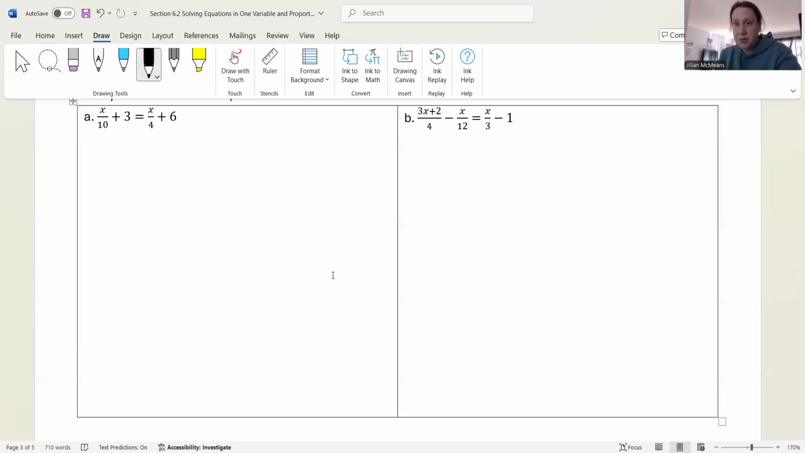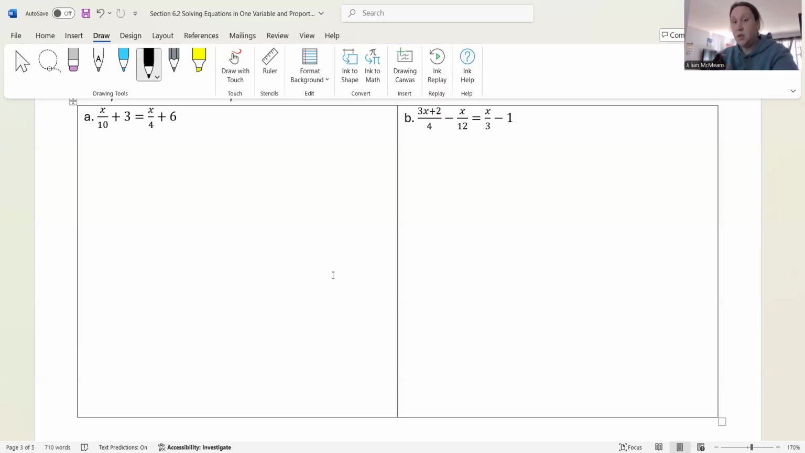So here's kind of the process I go through. I look at the larger denominator first. Whatever your largest denominator is, in this case it would be 10, and I ask myself, will the other denominators divide into 10 evenly? Well, 4 will not divide into 10 evenly. If you took 10 and divided it by 4, you'd get a decimal, okay?